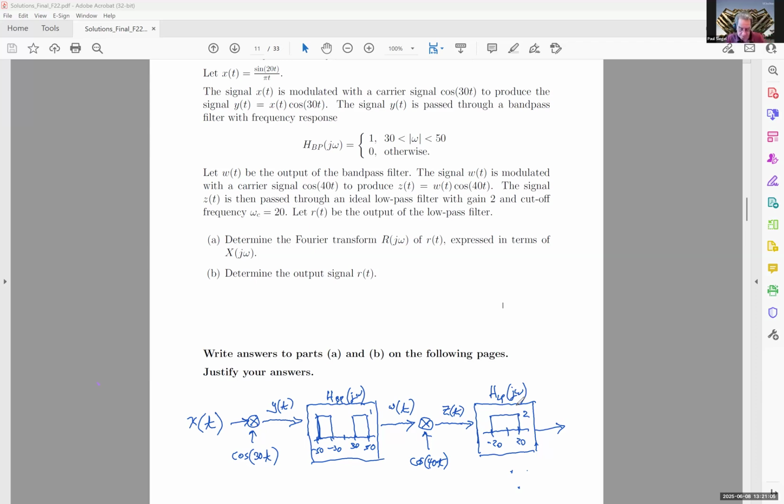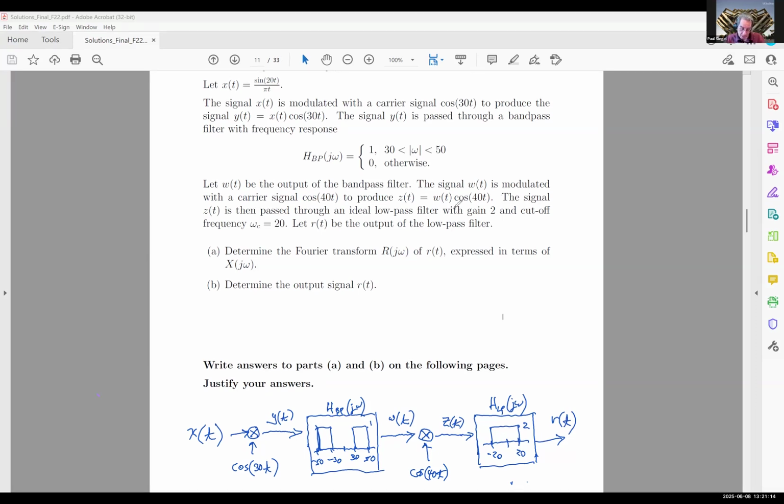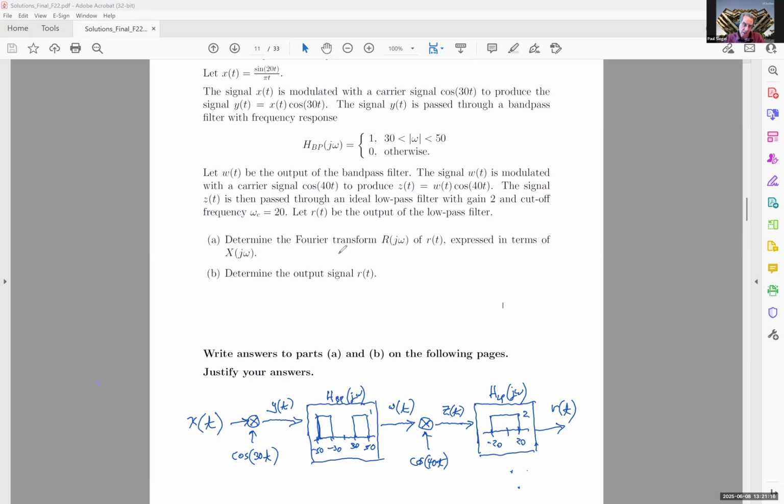Okay, so that's the setup. And the output is this r of t. And you basically ask questions about r of t. You're asked to find R(jω) for a transform and express it specifically in terms of X(jω).